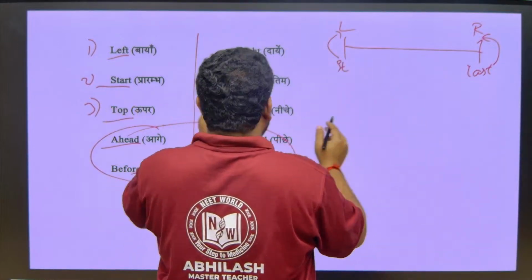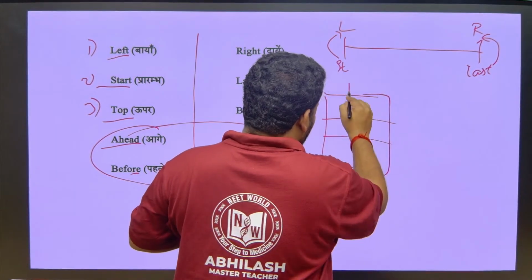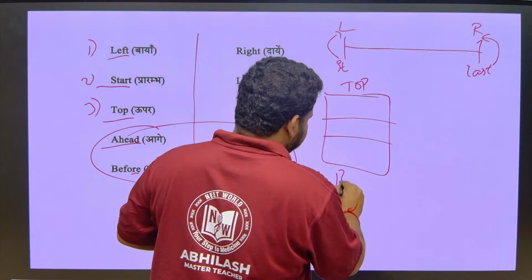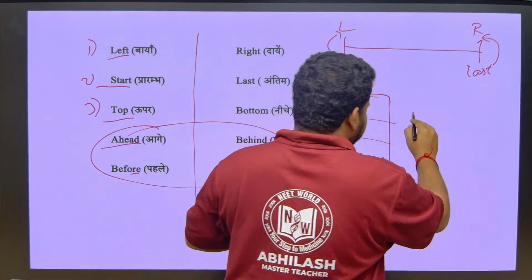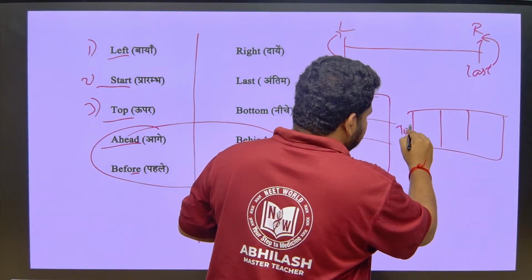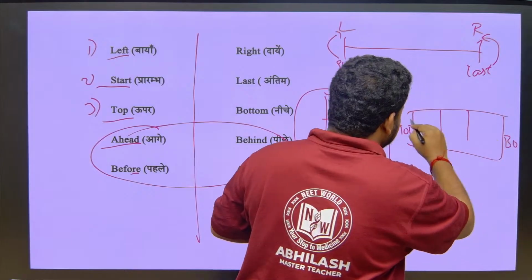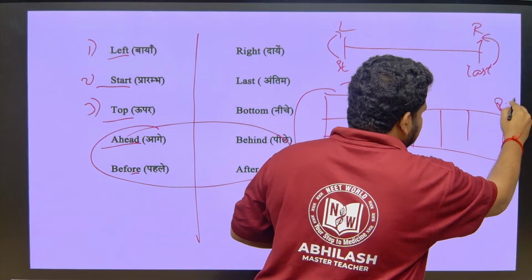Similarly, top and bottom. Suppose this is a building. This is the top. This is the bottom. If I twist the building like this anti-clockwise, so this will become what? This will become like this. This will be the top and this will be the bottom. That means this will be the left. Top will become left and bottom will become right.